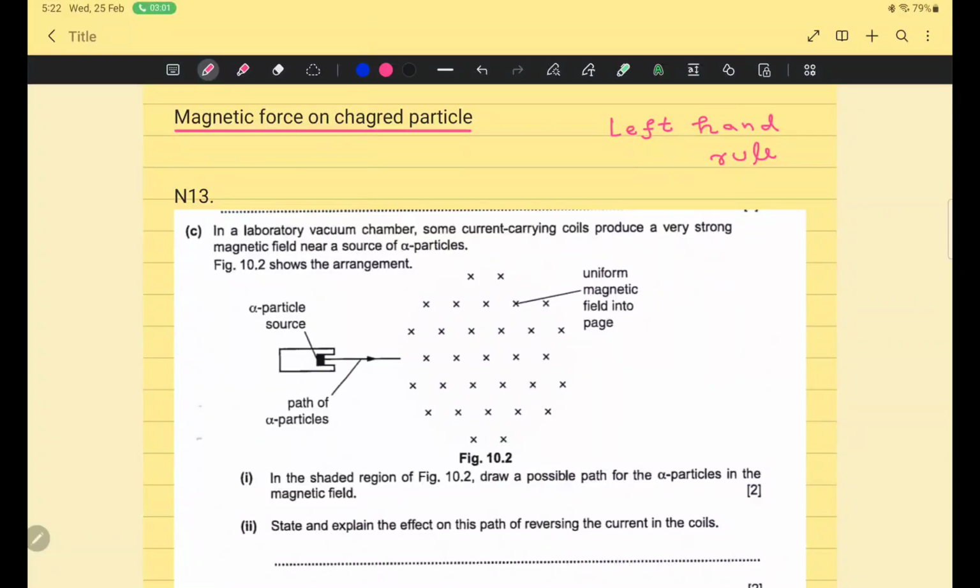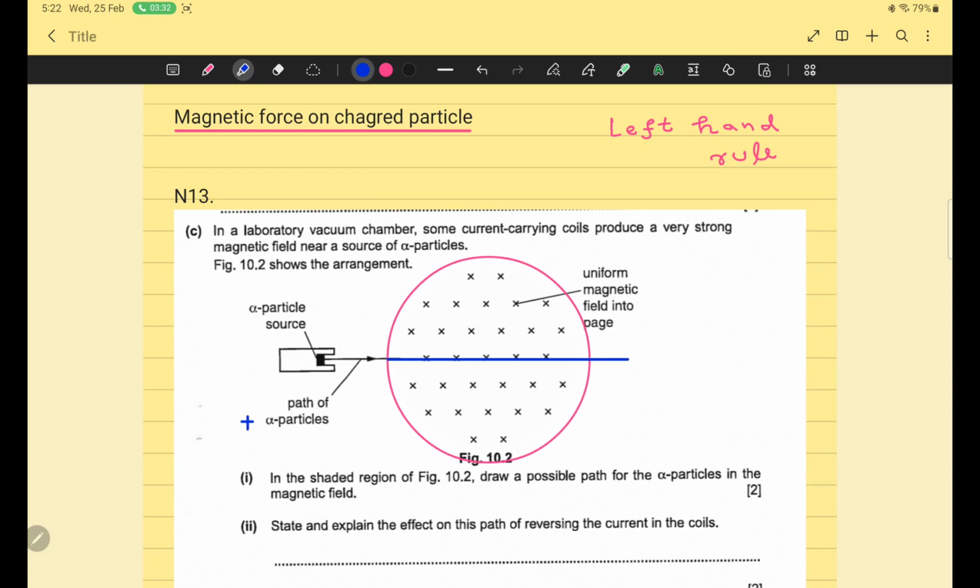It is IGCSE Physics, magnetic force on a moving charged particle, and you are given this region. In this region, the magnetic field is directed into the page. And in this magnetic field, an alpha particle is projected. Remember, alpha is a positive particle.